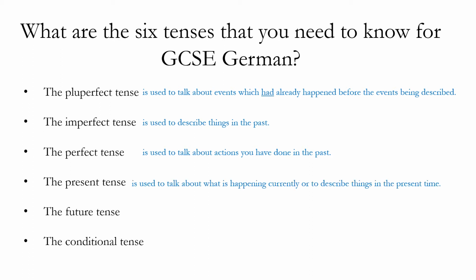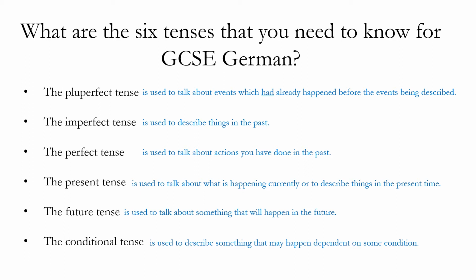The present tense is used to talk about what is happening currently or to describe things in the present time. So at the moment, I am watching a YouTube video. The future tense is used to talk about something that will happen in the future. Okay, in the future I will go back to school. Whereas the conditional tense is used to describe something that may happen dependent on some condition. For instance, if I were to win the lottery, I would buy a Mercedes-Benz.